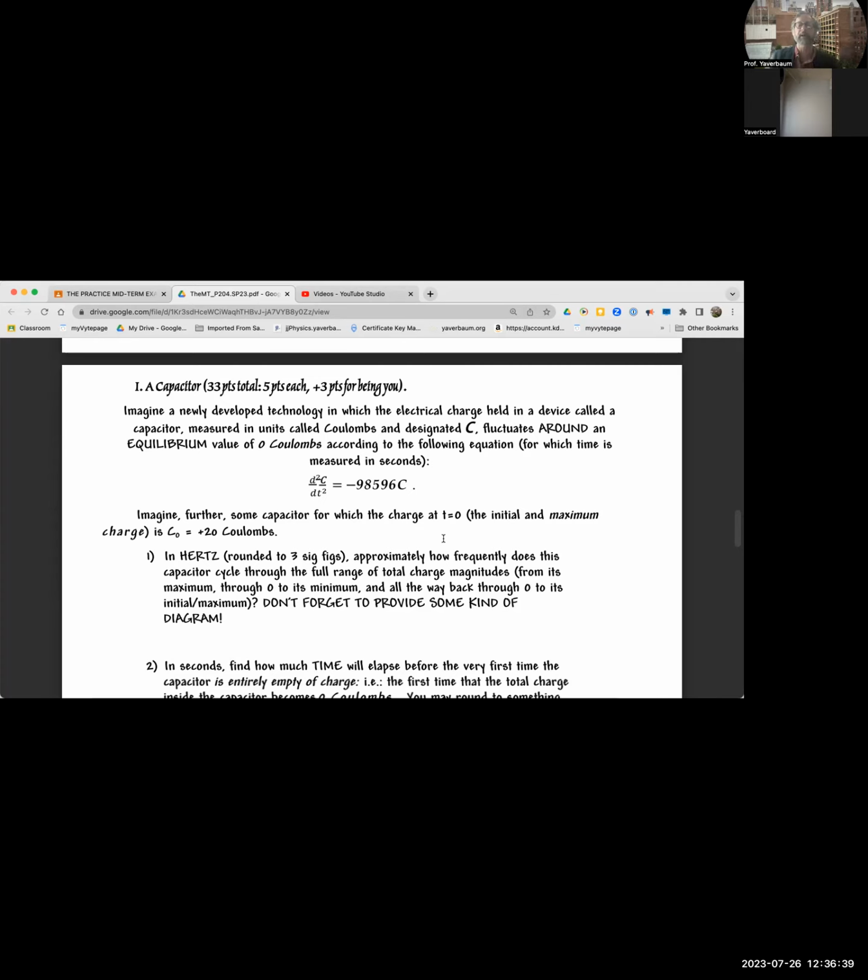And so the constant of proportionality is 98,596. That's a given. What's also given here is that the initial value of the charge at time equals 0 is plus 20 coulombs. Those are the two important given pieces of information. I'm going to switch boards now.